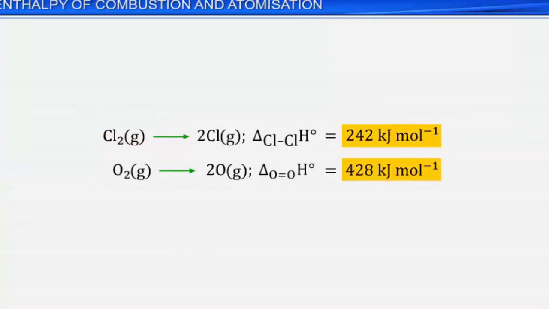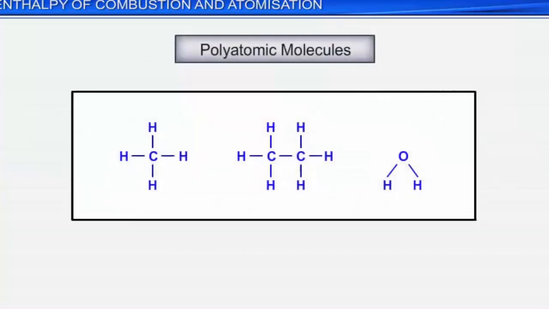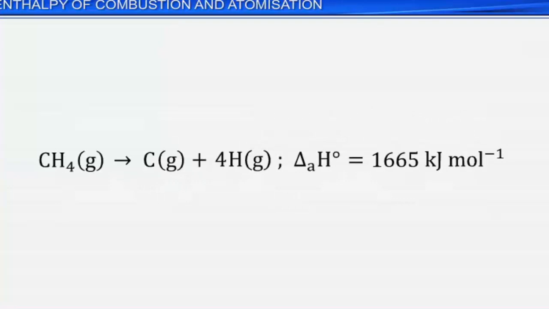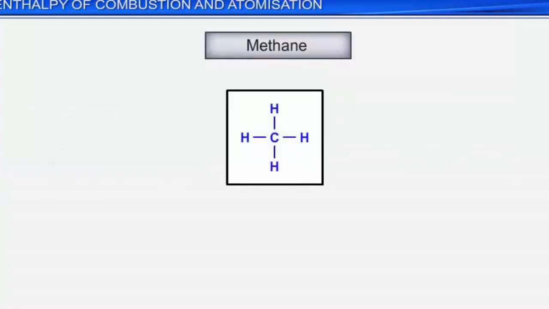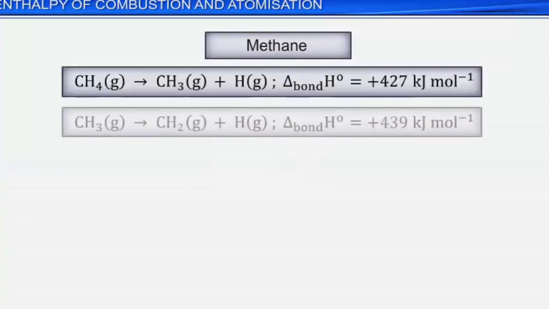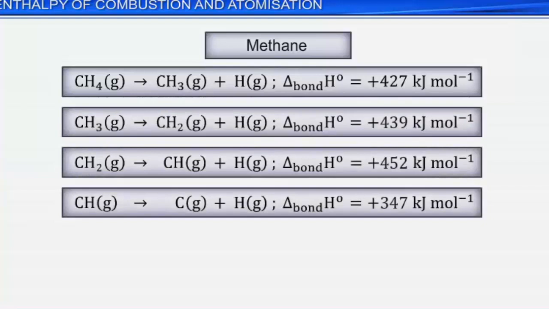In case of polyatomic molecules, bond dissociation enthalpy is different for different bonds within the same molecule. For example, the enthalpy of atomization of methane is 1665 kilojoules per mole. Although the 4 C-H bonds are identical in terms of bond length and energy, the energy required to break individual C-H bonds in each successive step is not the same.